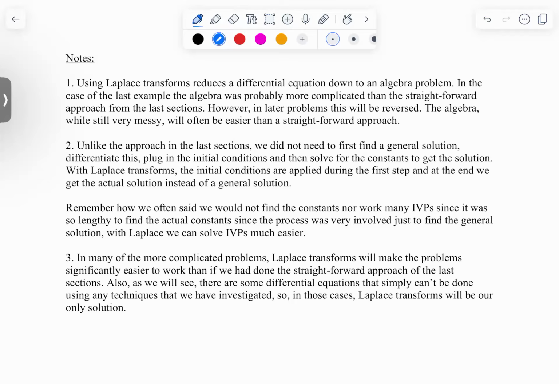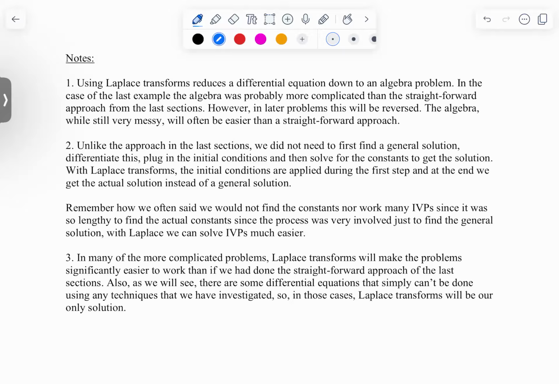And then again, as I said, no general solution, and then initial conditions, getting constants, all in one stage. That is the strength. These can get lengthy, but Laplace transforms find the actual solution all in one fell swoop. And again, see how it's going to get messy?